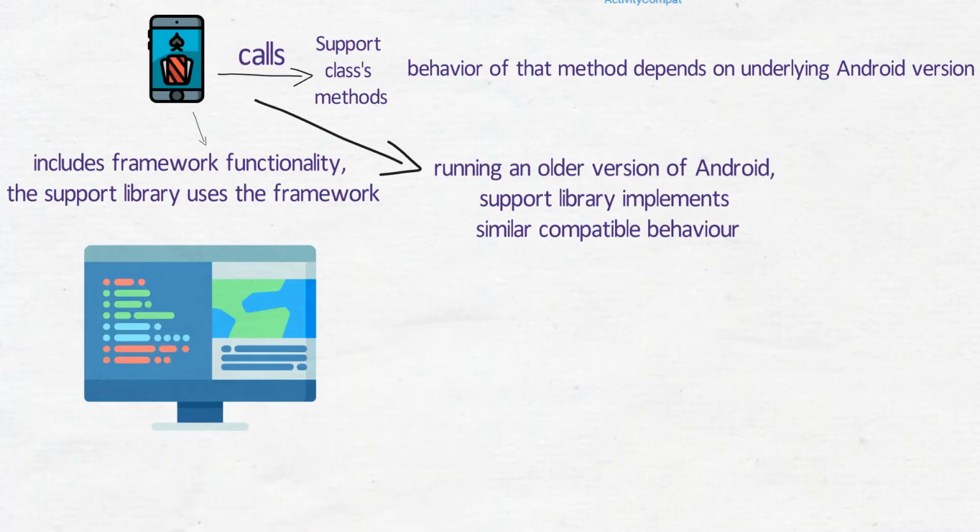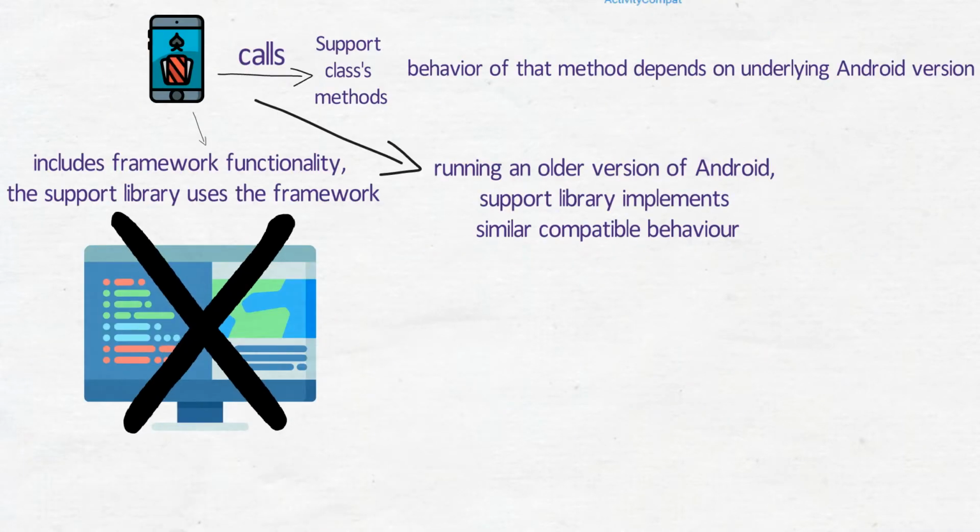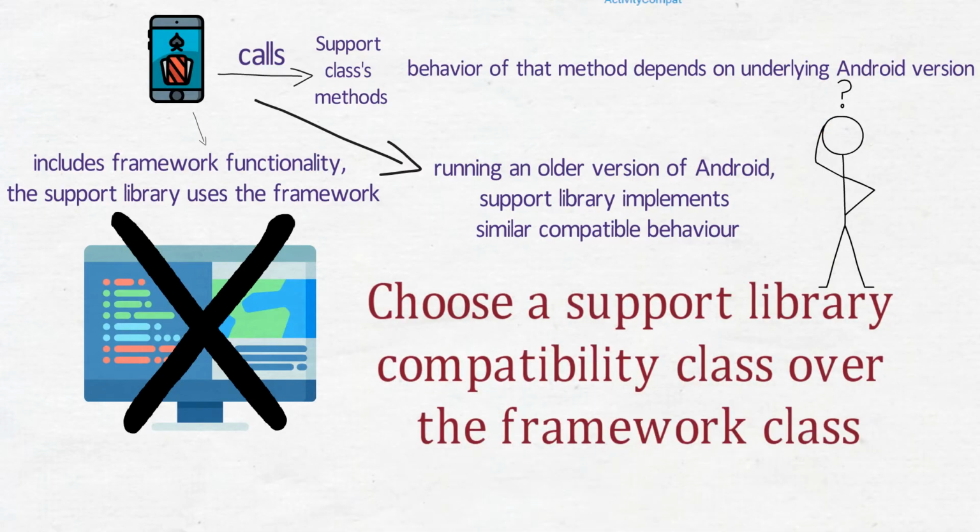For most cases, you do not need to write complex code that checks the version of Android and performs different operations based on that version. You can rely on the support library to do those checks and choose appropriate behavior. When in doubt, choose the support library compatibility class over the framework class.